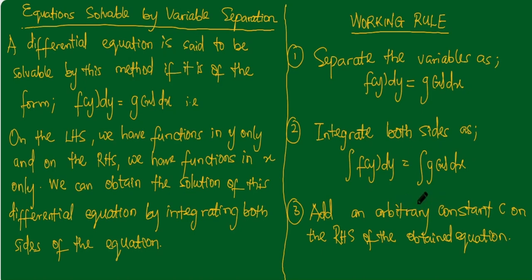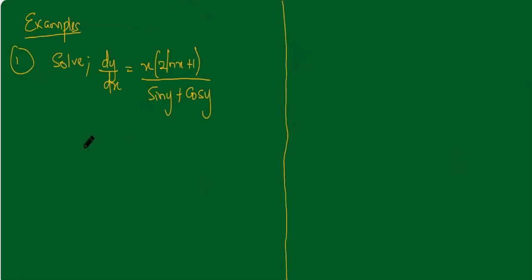So let's take an example to show us how this method works. Or more like examples, actually. In this example, we are asked to obtain the solution of the differential equation dy/dx equals x(2 ln x + 1) divided by (sin y + cos y). This is very straightforward because all we need to do is cross multiply, then we have the functions in y on the left-hand side and the function in x on the right-hand side.